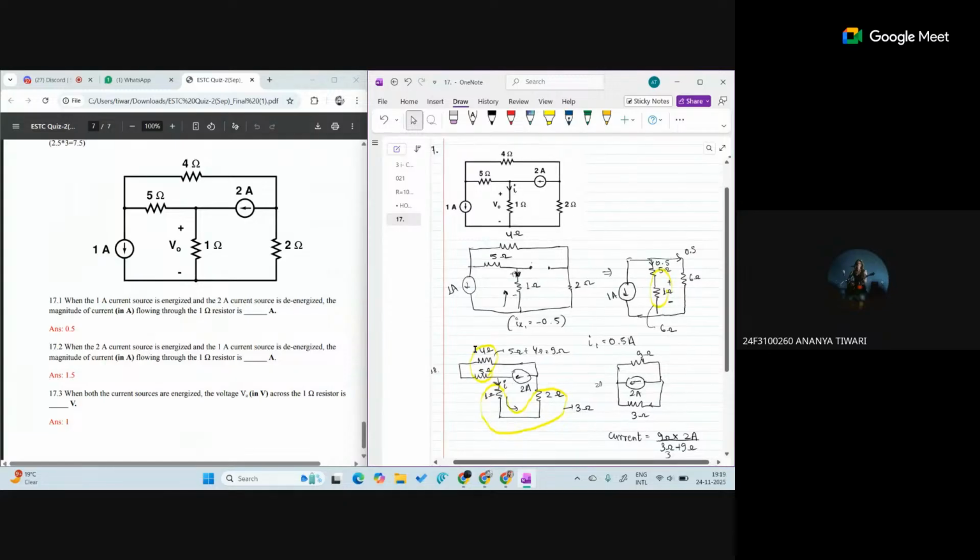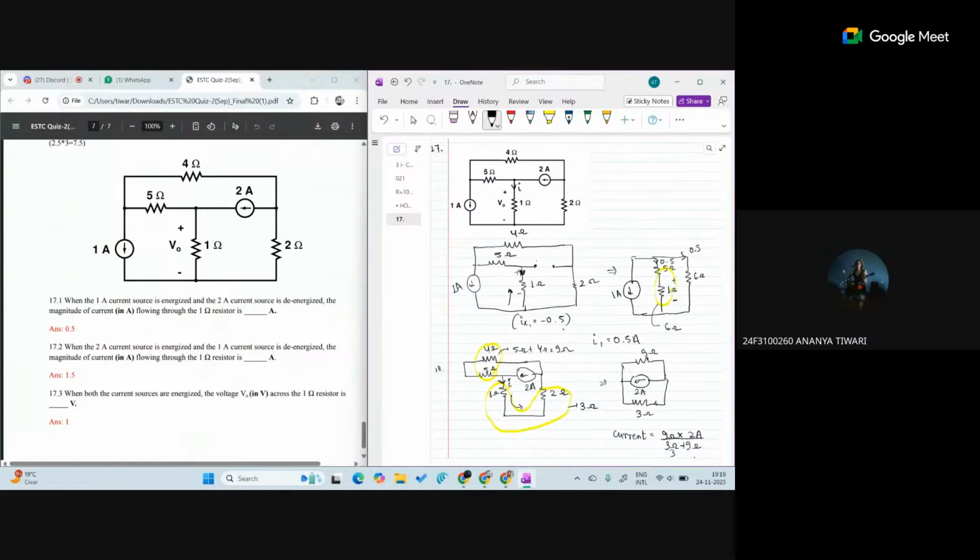Okay, see, whatever we did was for these questions. There was no convention of current given, which we had to find for this 1 ohm. So whatever we wrote, the 0.5 and 1.5, that's correct. Okay. Now we are only taking... I got confused only because of the word magnitude used in that question.